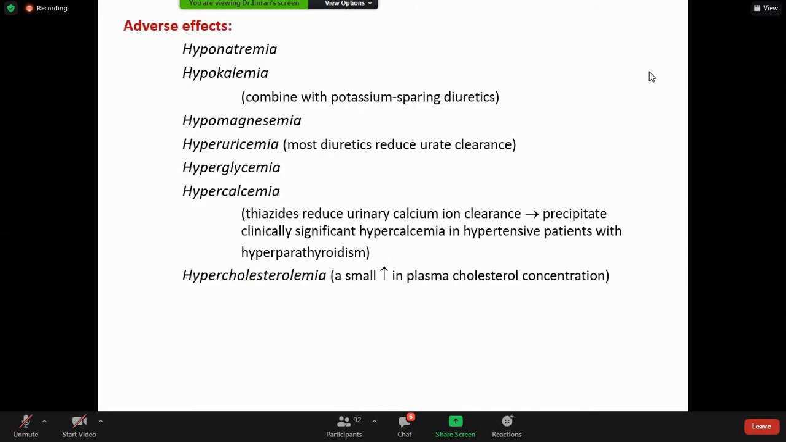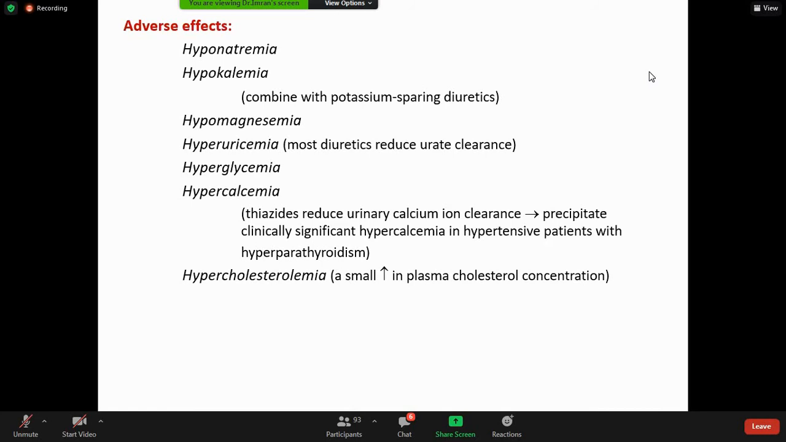Adverse effects. These are important from the MCQ point of view or the viva point of view. When it enhances the excretion of solutes or electrolytes, an increased amount is going to be squeezed out, so it may lead to hyponatremia, because when an increased amount of sodium is squeezed out, decreased sodium is present in the blood. That is called hyponatremia.